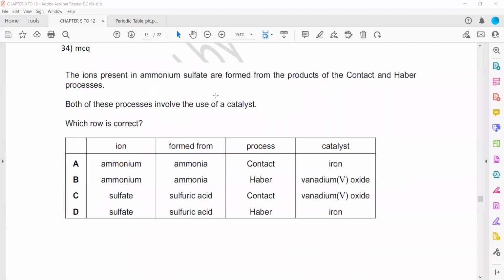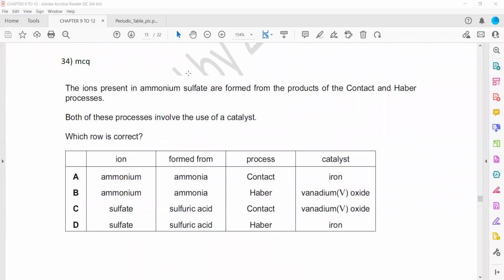The ions present in ammonium sulfate are formed from the products of the Contact and Haber processes. Both of these involve the use of a catalyst. Which row is correct?